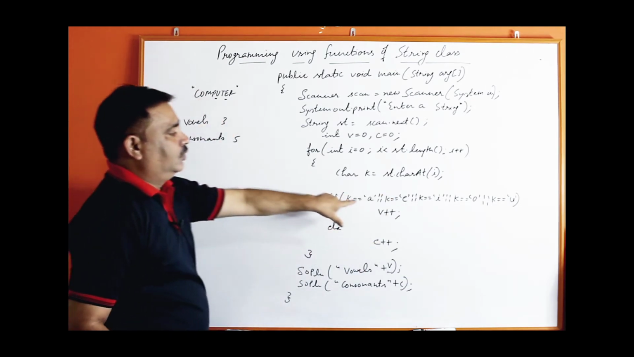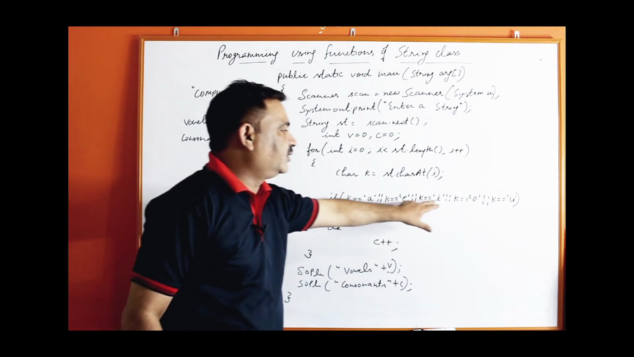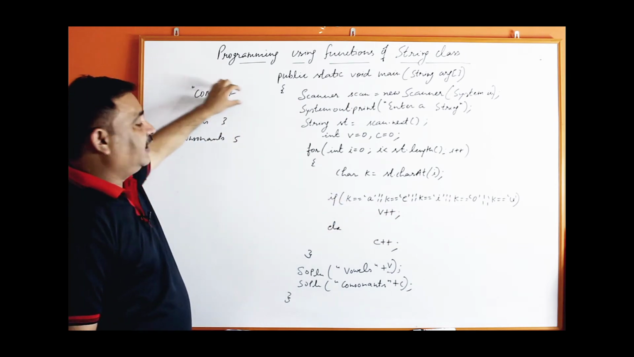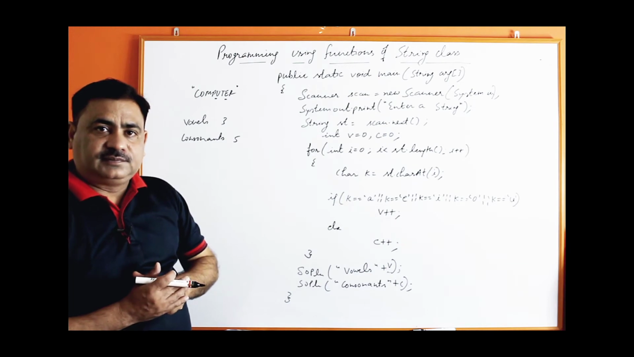O, so O, see one thing more. Here I have put the condition for small letters. If you input capital letters, they will not be matched, and will be counted into consonants. That is the wrong thing.